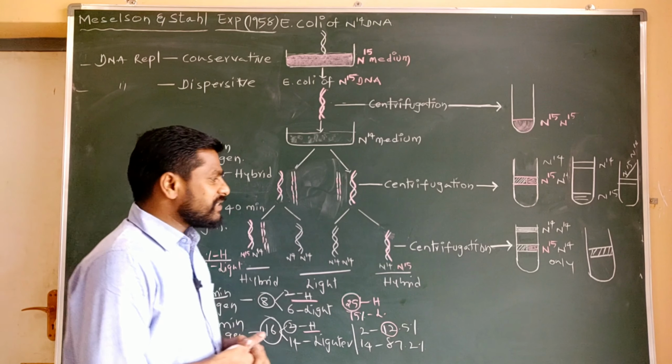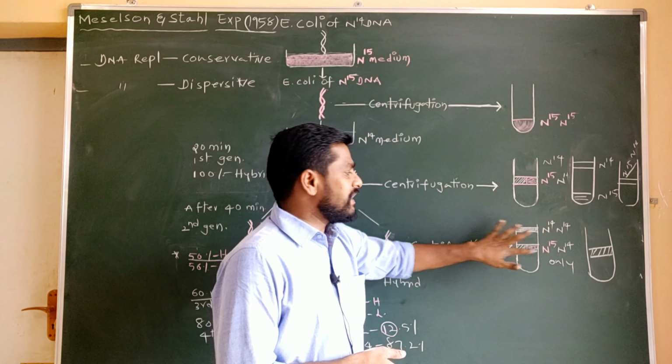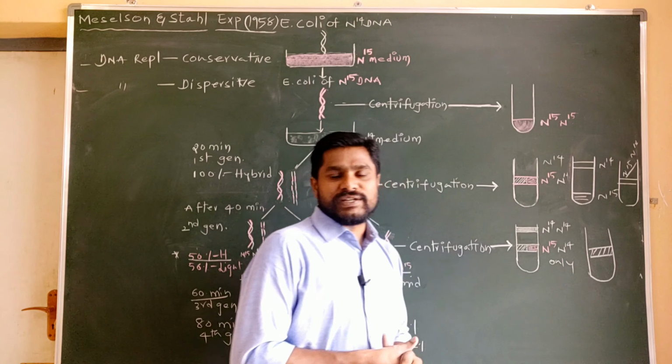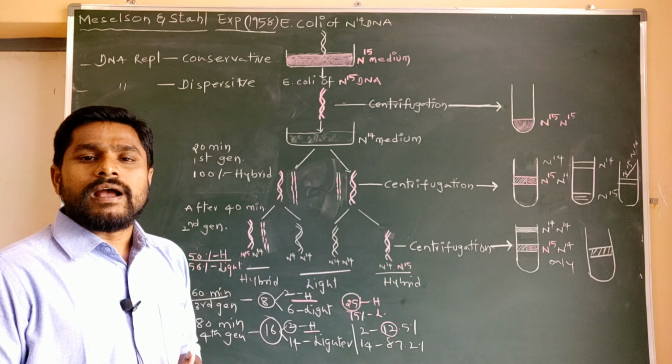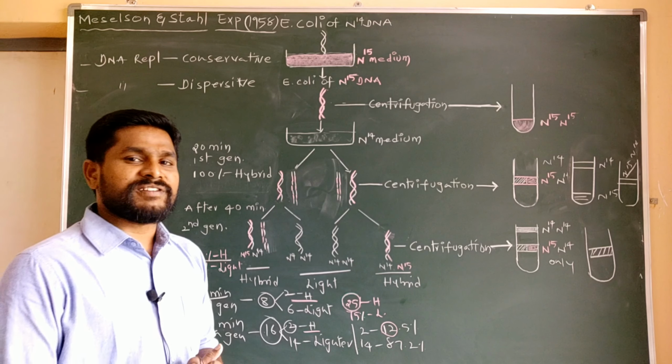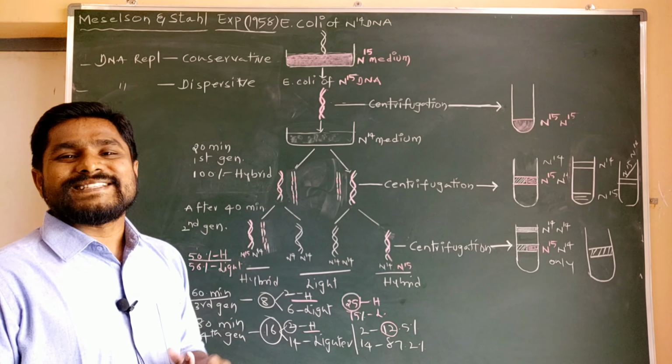As DNA is undergoing a semi-conservative model of replication, they got this type of result and they could not get this type of result. So by this also they came to the conclusion that DNA is undergoing a semi-conservative model of replication, not through dispersive and not through conservative.